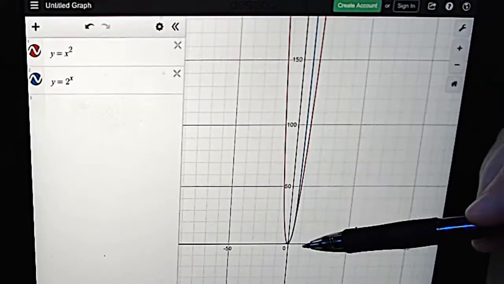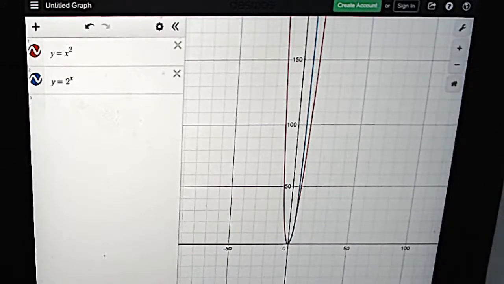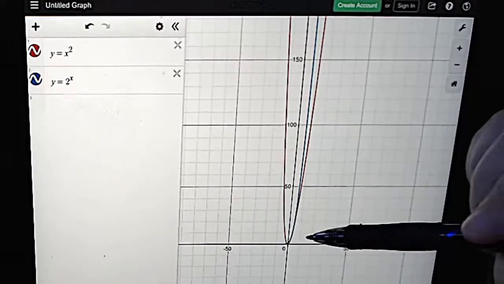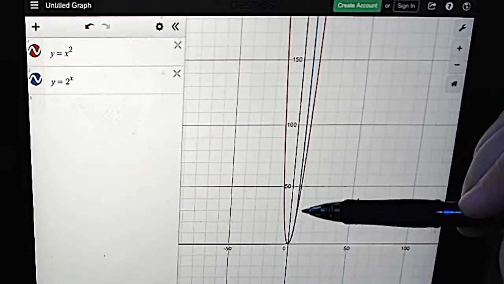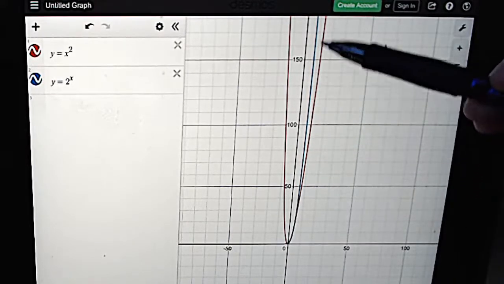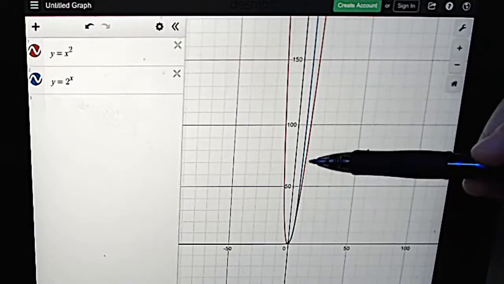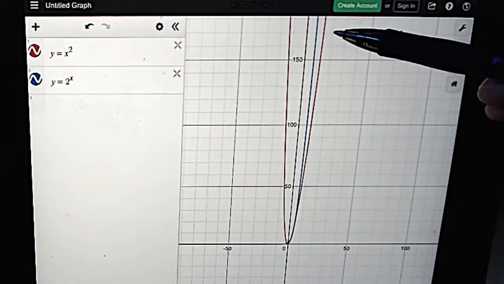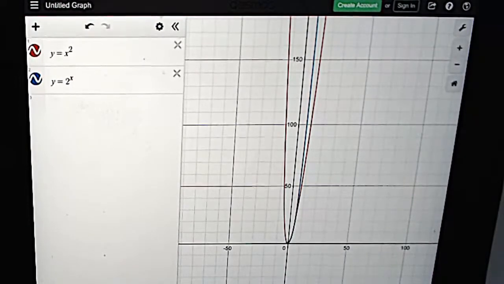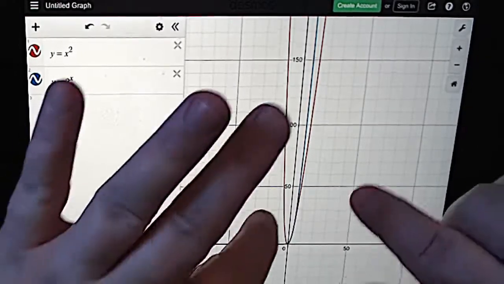So which gets bigger faster, the x squared or the 2 to the x? And the answer is, well, they kind of wiggle. It's kind of neck and neck in the beginning, but eventually the blue curve, the exponential, will get much bigger much faster. And the parabola, which is still getting pretty big pretty fast, is not quite as steep, if that makes sense. So exponentials get big really fast after a certain point.